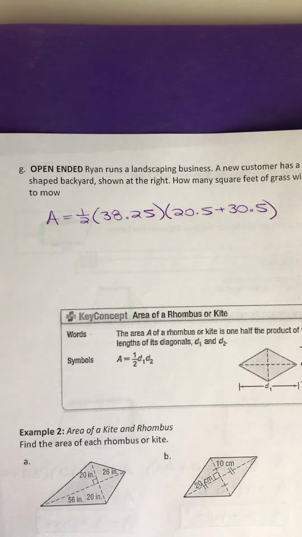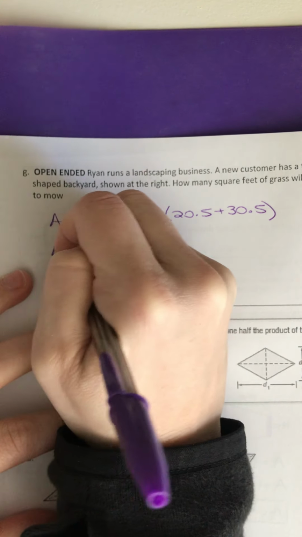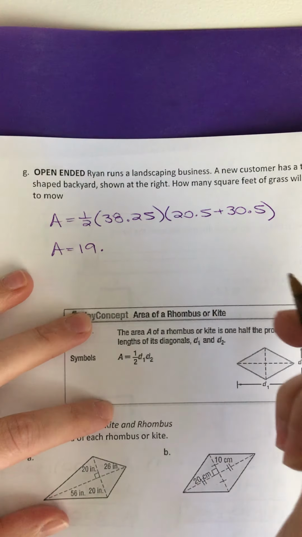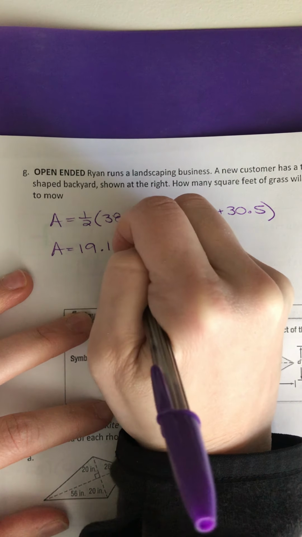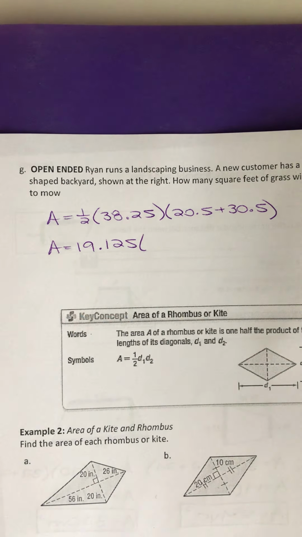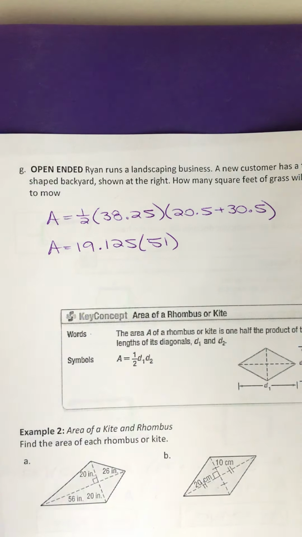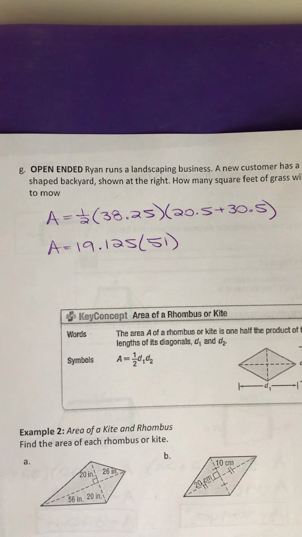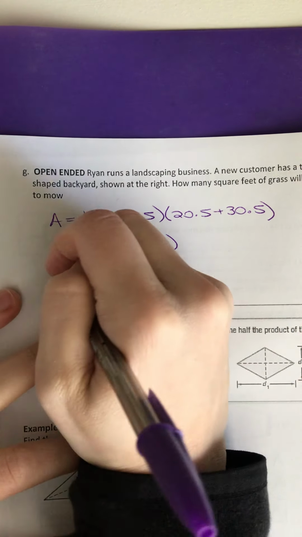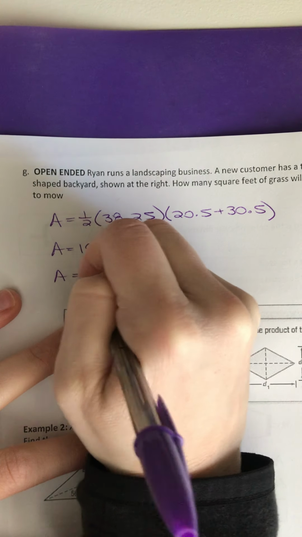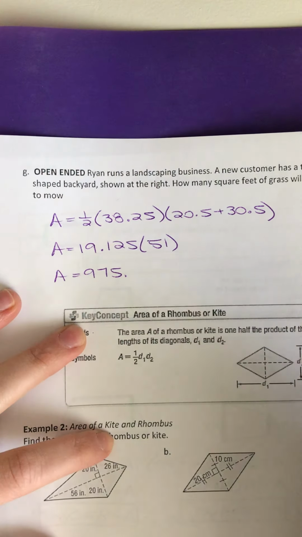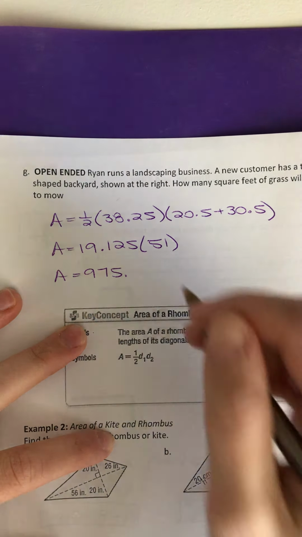So you should get a little bit bigger of a decimal. 19.125. And 51. When you multiply those together, you get 975.375.